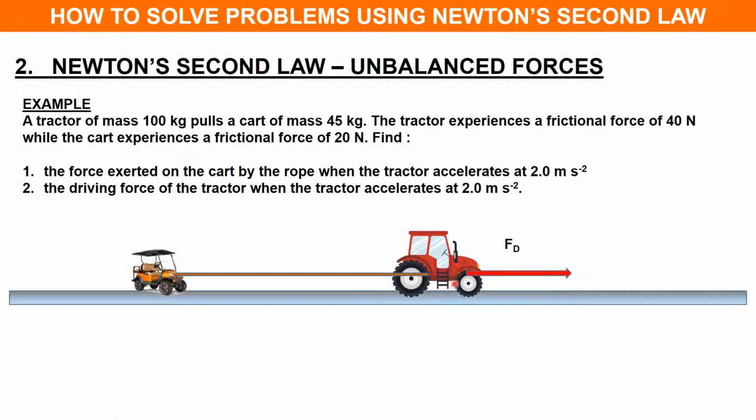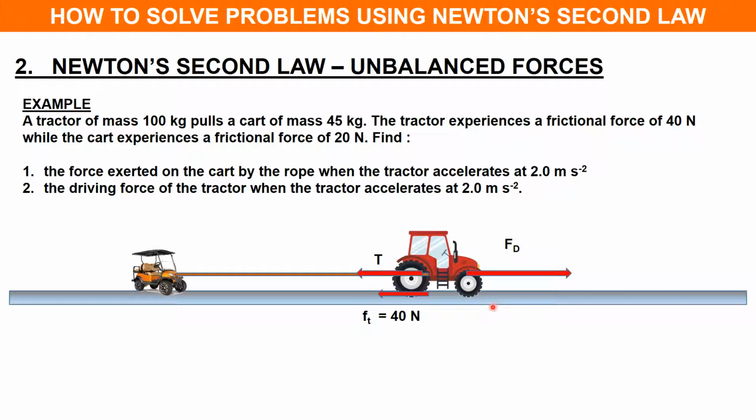So the first force will be the driving force that comes from the engine of the tractor. And we have got another force that we can put at the tractor here, which is the tension. The tension is the force exerted on the tractor by the rope, so it's pointing in this direction. And one more force that is mentioned in the question is the frictional force. So the frictional force on the tractor is 40 newtons going in the opposite direction to the direction of motion. So these are the three forces acting on the tractor.